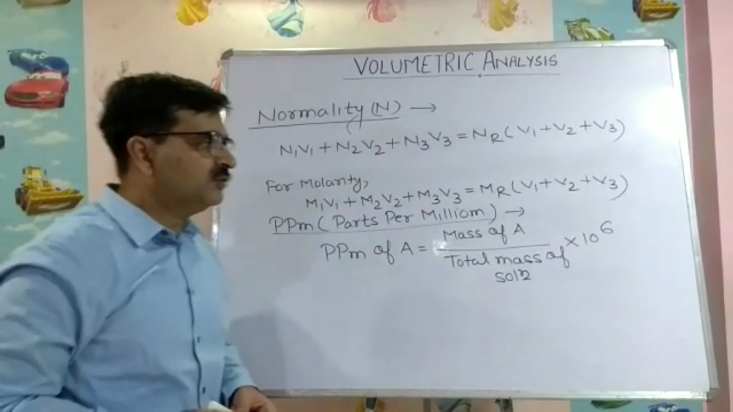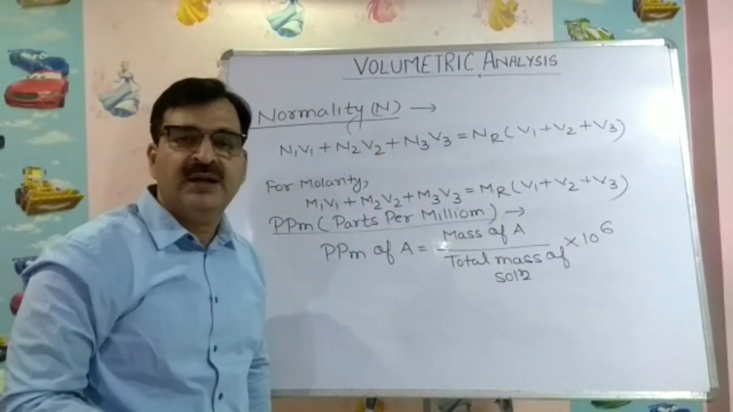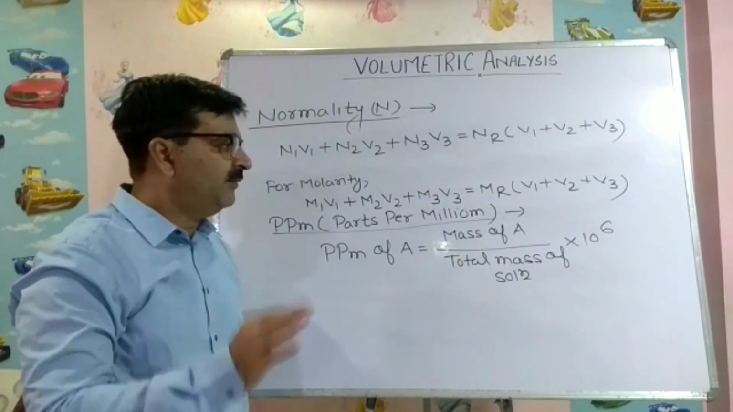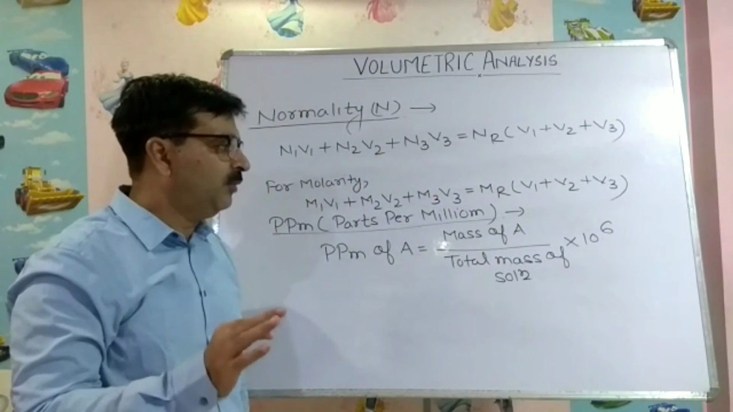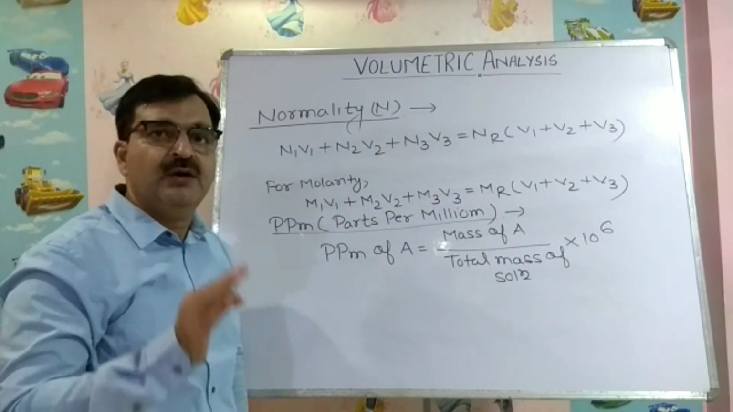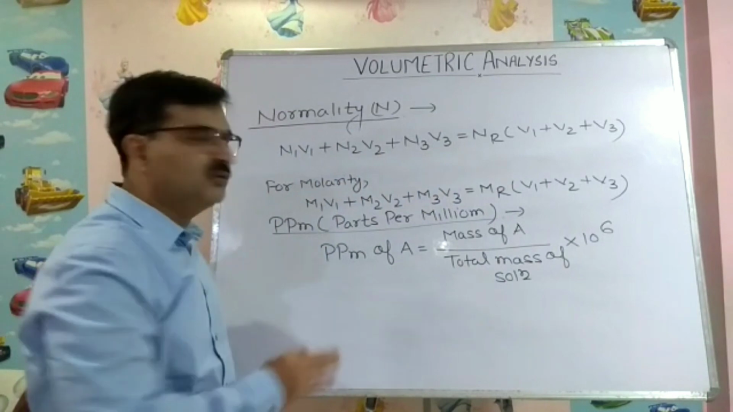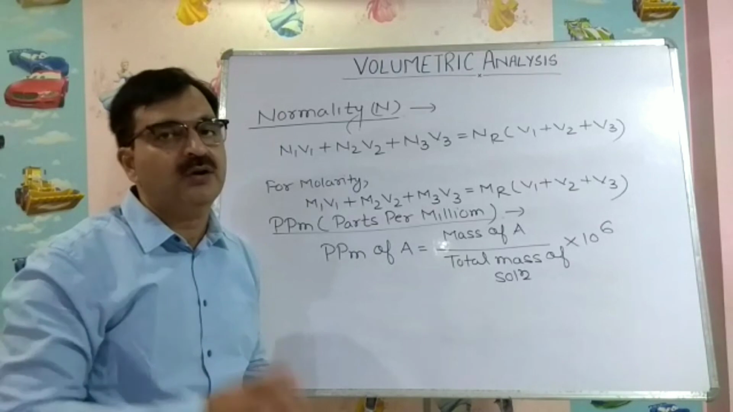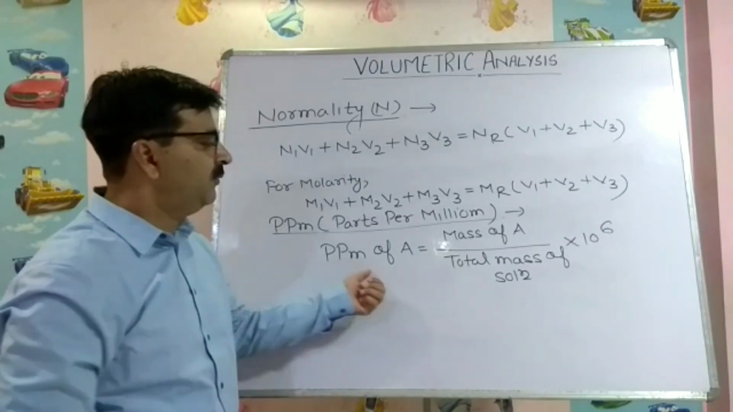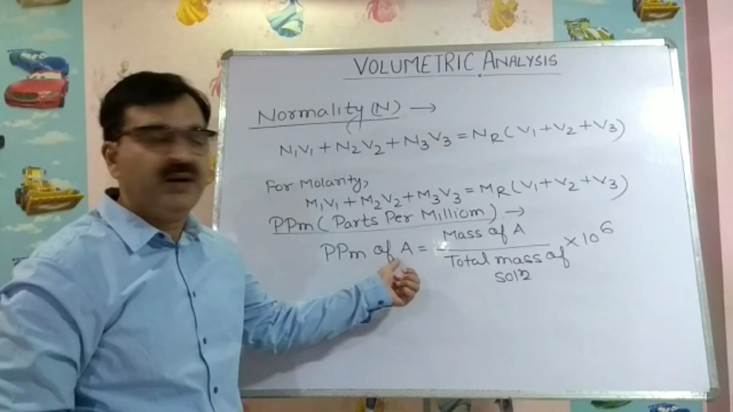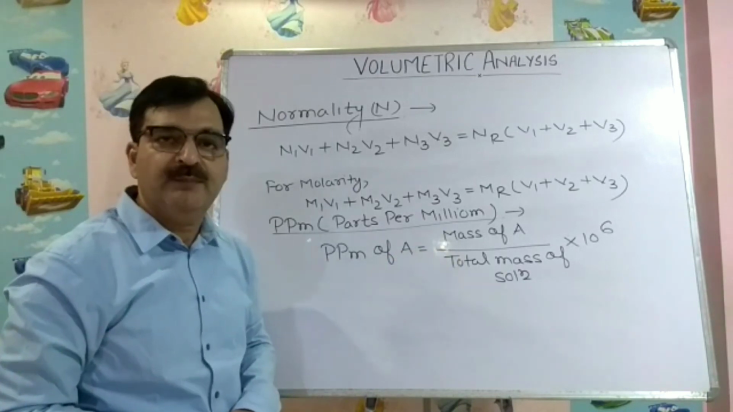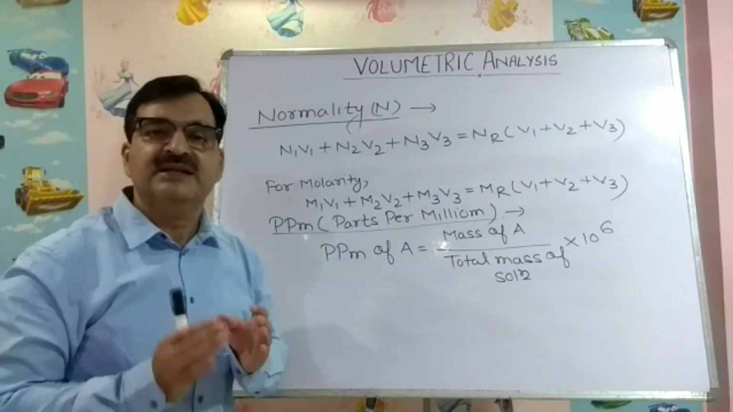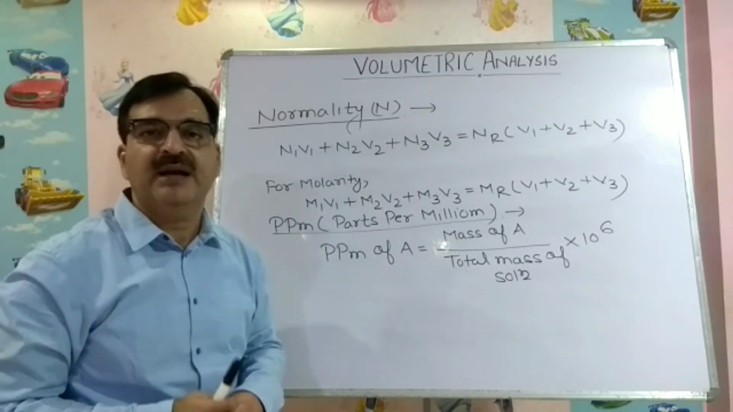If the solute is present in trace amount, as in pollution, different gases are present in the air, and we represent all those gases in terms of ppm, that is parts of component present in per million parts of the solution. So ppm of A, suppose we have component A, is equal to mass of component A divided by total mass of solution into 10 to the power 6. That is parts of component present in per million parts of the solution.